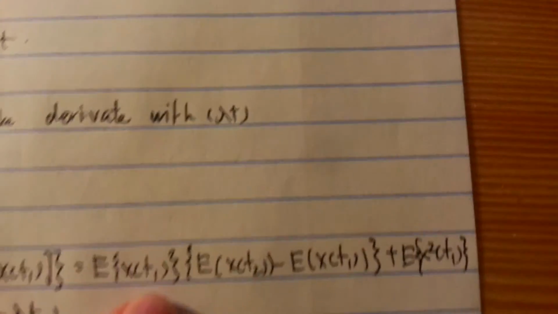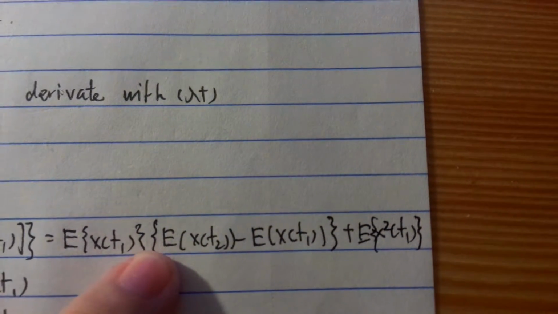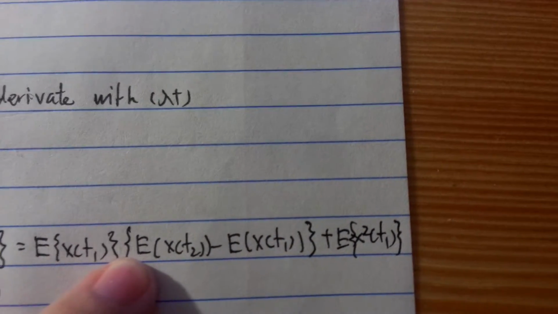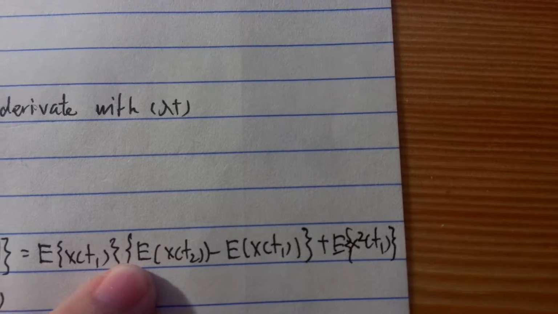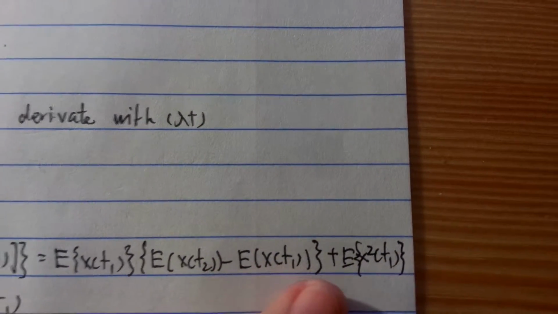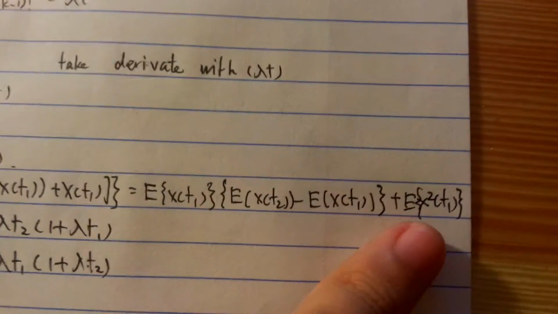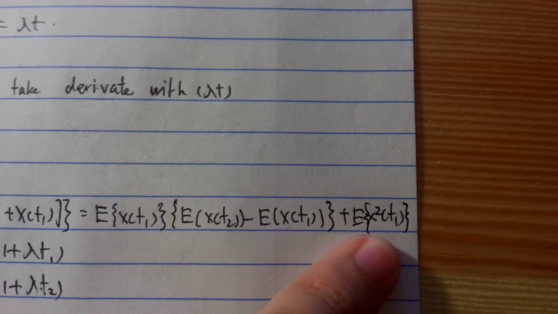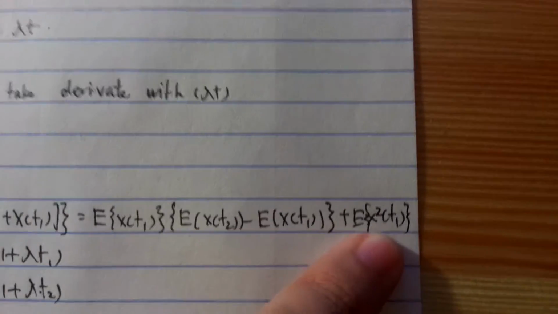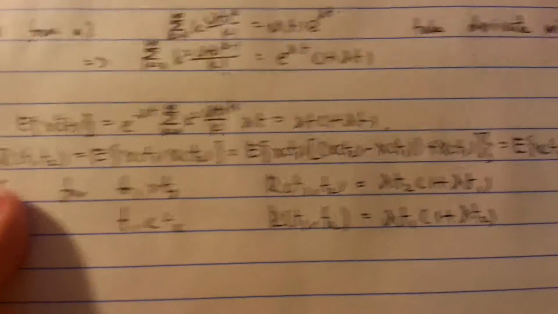What we get is the expectation of x of t1 times the expectation of x of t2 minus the expectation of x of t1, plus the expectation of x squared of t1. So what we need to do is to calculate the expectation of x squared of t1. This is also done in lecture 3.